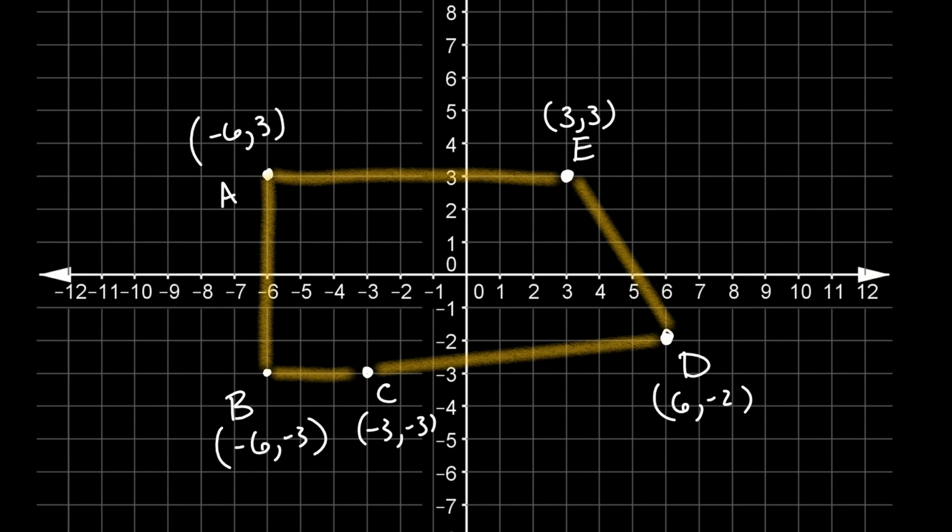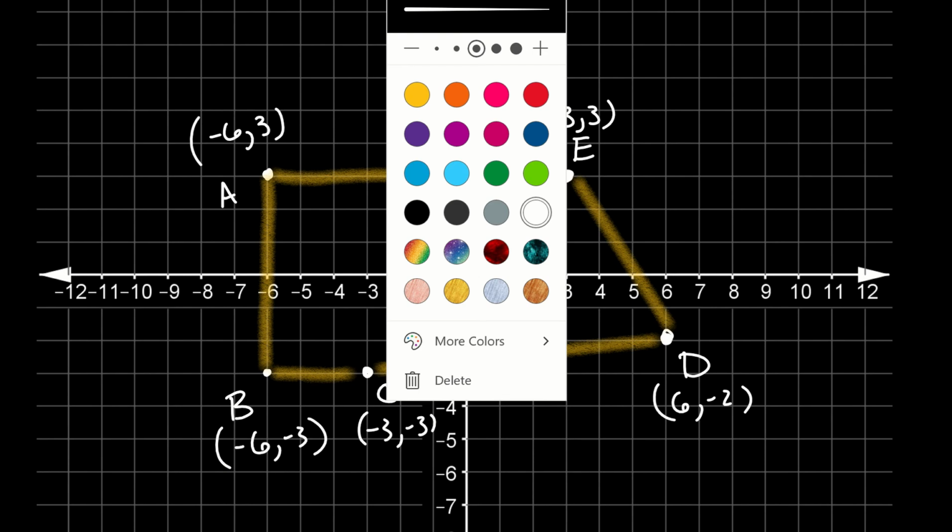So the points we've got are, there they are: A is at -6, 3, B is at -6, -3, C is -3, -3, D is 6, -2, and E is at 3, 3. That's perfect. So it says calculate just the perimeter, right? Calculate the perimeter of the polygon that is created with these points. Okay, so definitely a little Pythagorean theorem here and a little not Pythagorean theorem.